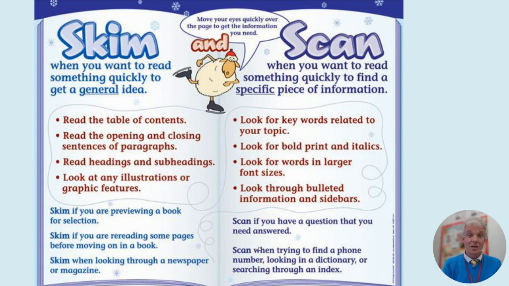So with skimming, things you might do are looking at the table of contents. If you look at that in a non-fiction book, you'll see what each part's about. If you read the first sentence of a paragraph or the last sentences, that will give you a clue what those are about. Subheadings and headings as well will give you a good idea. So you might use skimming if you're choosing a book, you might have a flick through, see whether that's of interest to you or not.